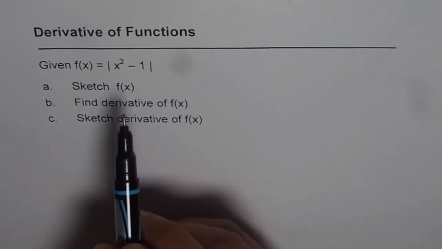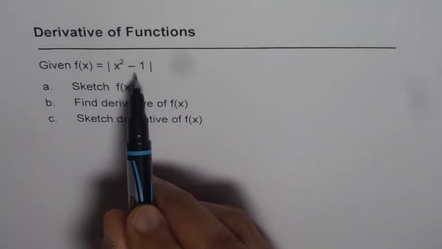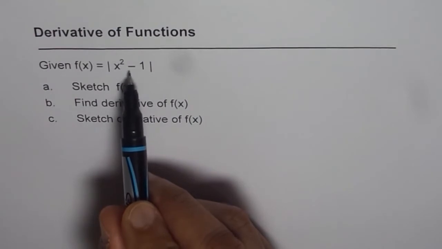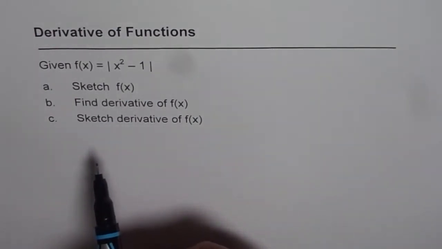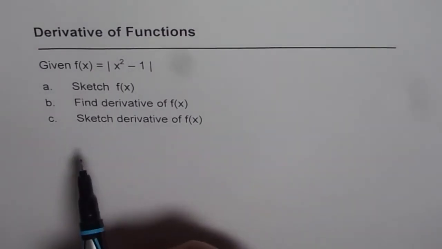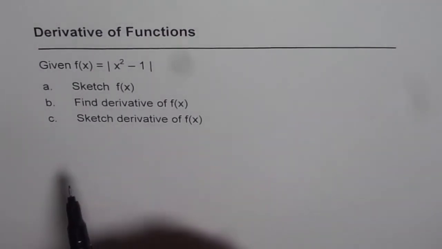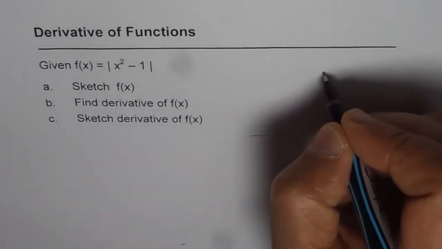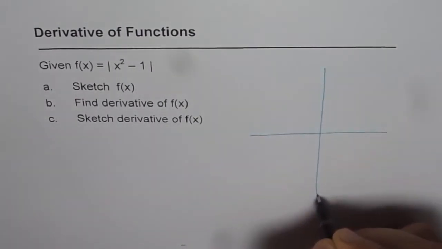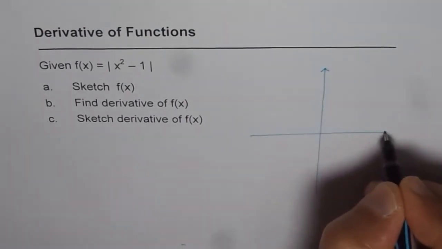Well, we know individually x squared minus 1 is a parabola which is translated one unit down, and absolute function is always positive. Now, taking that into consideration, let us sketch the function first. Okay, so let's say that's our coordinate axis, x and y. So that becomes a coordinate plane.